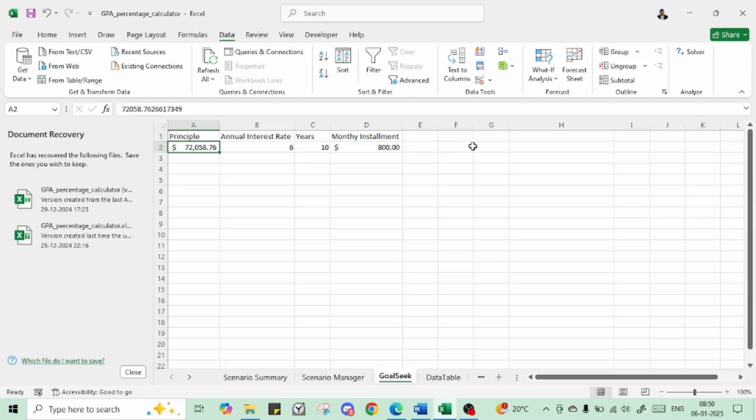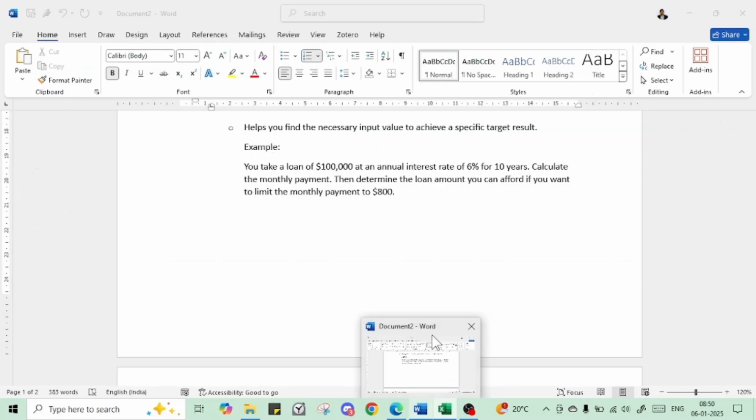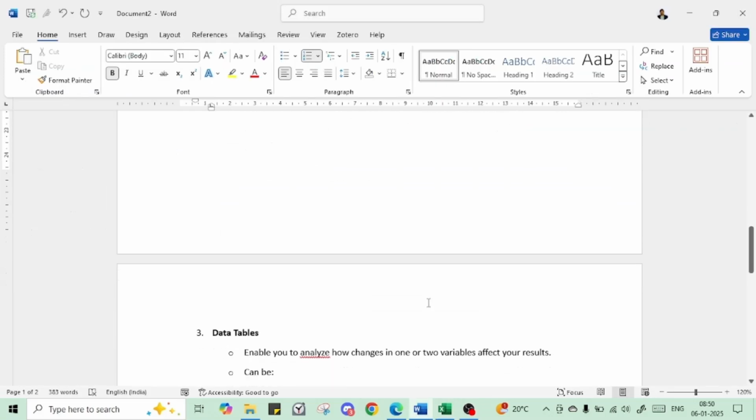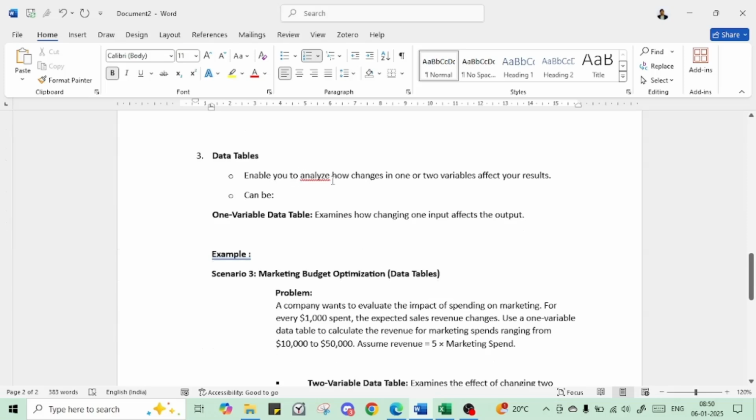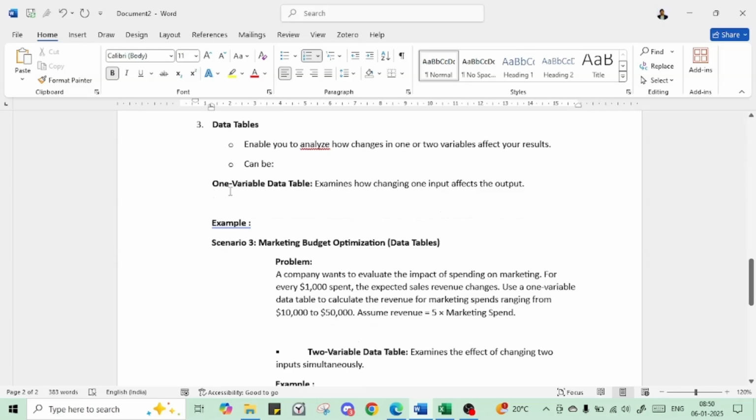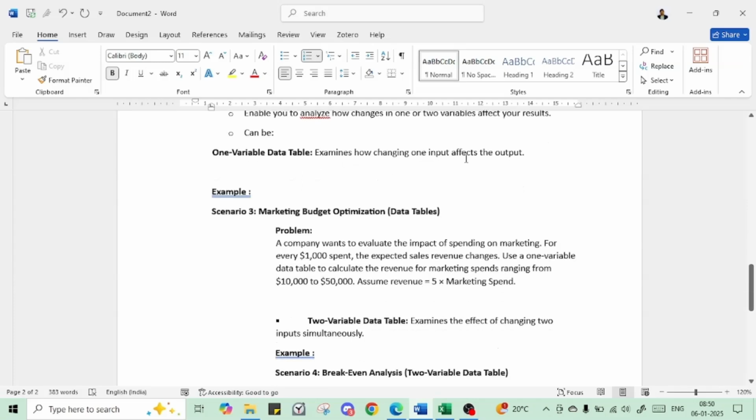And there's another important tool known as the data table. Let's go over it. What is the data table? In a data table you can see the results of multiple inputs at the same time. Data tables enable you to analyze how changes in one or two variables affect your results. You can have two types of data tables: a one variable data table and a two variable data table. A one variable data table examines how changing one input affects the output.